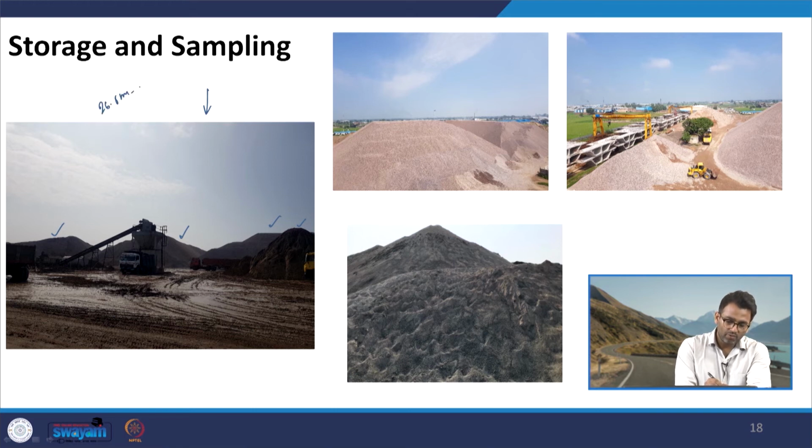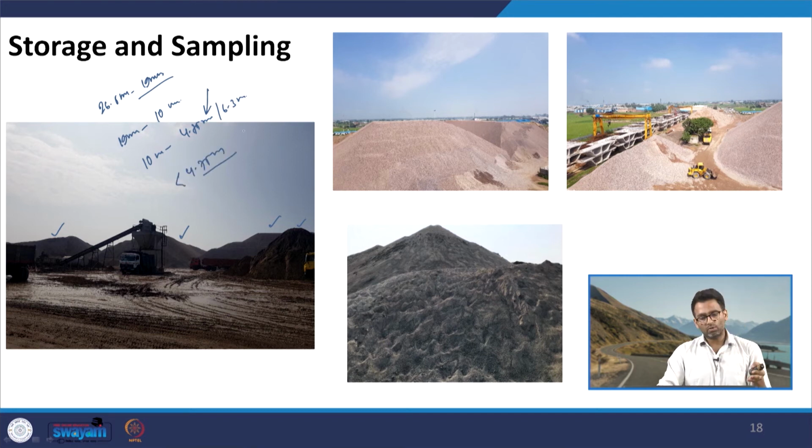26.5 mm to somewhere like 19 mm stockpile. We can have a stockpile from 19 mm to 10 mm. We can have a stockpile from 10 mm to maybe 4.75 or 6.3 mm. We can have a stockpile less than 4.75 mm. So, usually different types of fractionation techniques can be adopted to store the aggregate particles, but they are mostly stored as stockpiles.